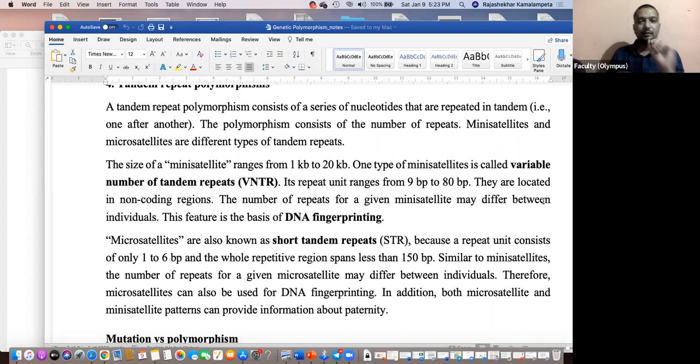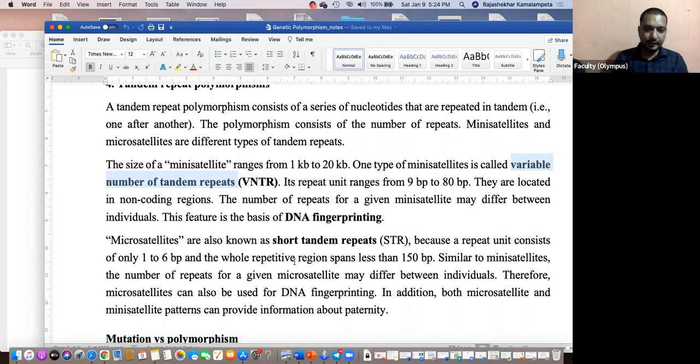You know, how is that called? Variable number tandem repeats. Variable number of times the sequence are repeating, because person A has 10 repeats, person B has 100 repeats. So variable number of tandem repeats. Tandem because they are next to each other. ATGC is present next to each other. 10 of them are present. Another person, 100 of them are present. So this is called variable number tandem repeats.